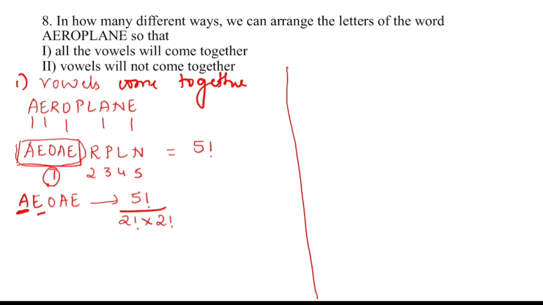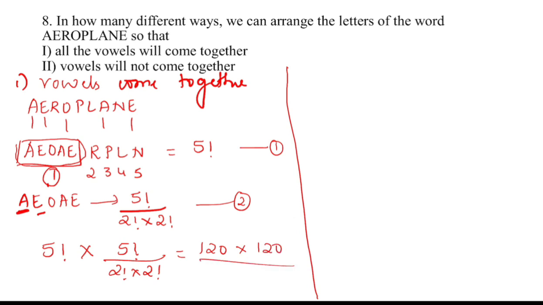Therefore, in total we get 5 factorial into 5 factorial divided by 2 factorial into 2 factorial. 5 factorial is 120, again 5 factorial is 120, and 2 factorial is 2, 2 factorial is 2. So 120 divided by 2 is 60, and 60 into 60 is 3600 ways.